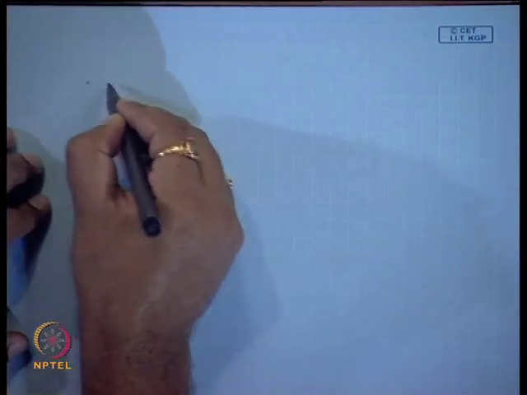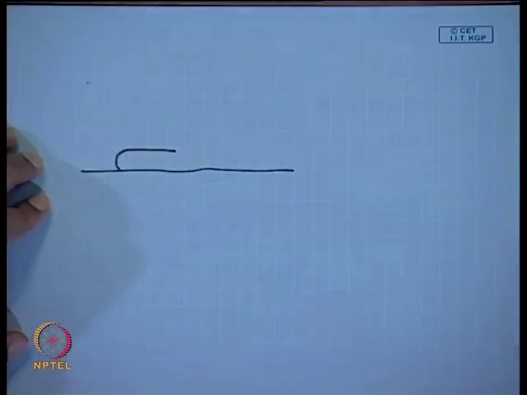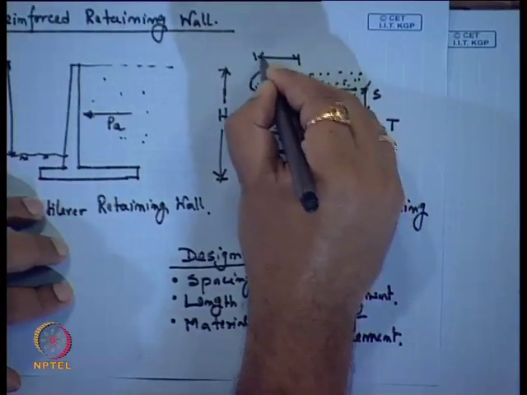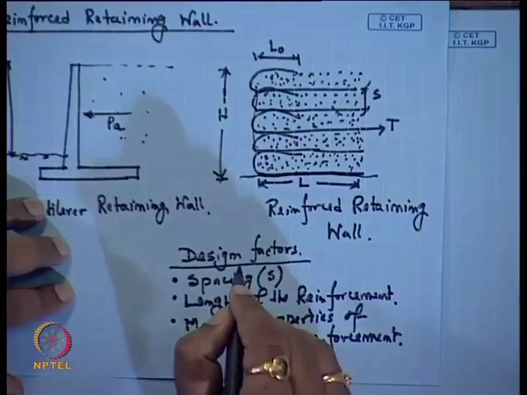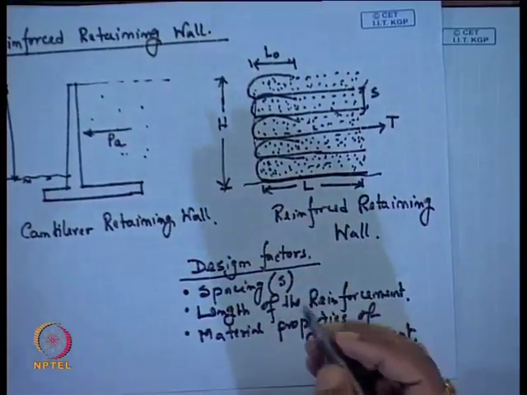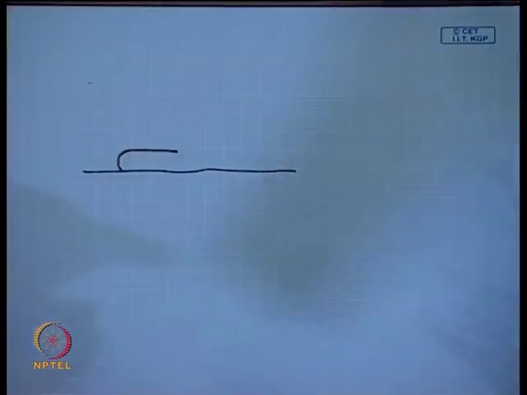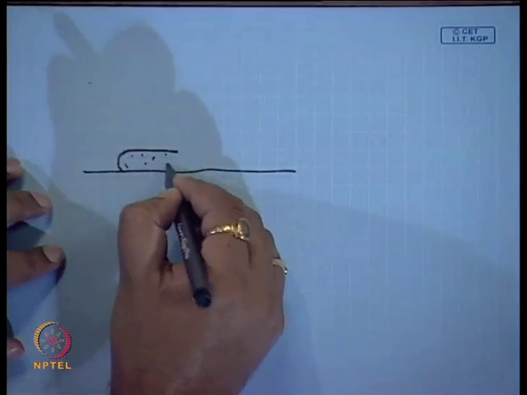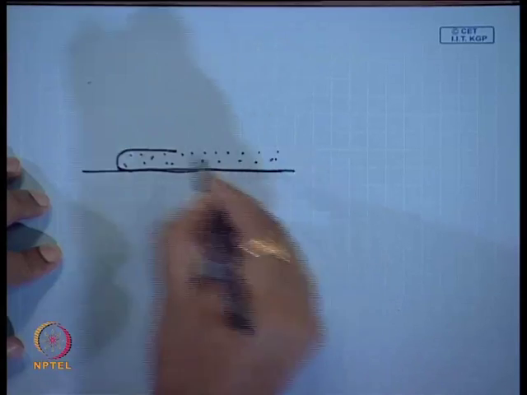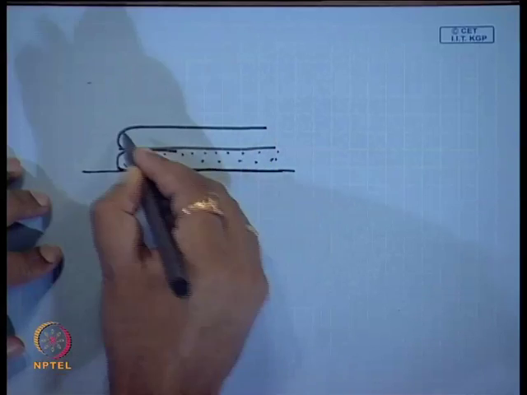Now, how is this tension developed within the geosynthetic reinforced soil? Suppose this is the existing soil. Another important thing is this folding length. When I fold this reinforcement, this length is also very important. So the total length of the reinforcement and this L0 are also very important design factors. Now, how is this tension developed? If I place reinforcement here with soil, then place another layer, then place another layer.